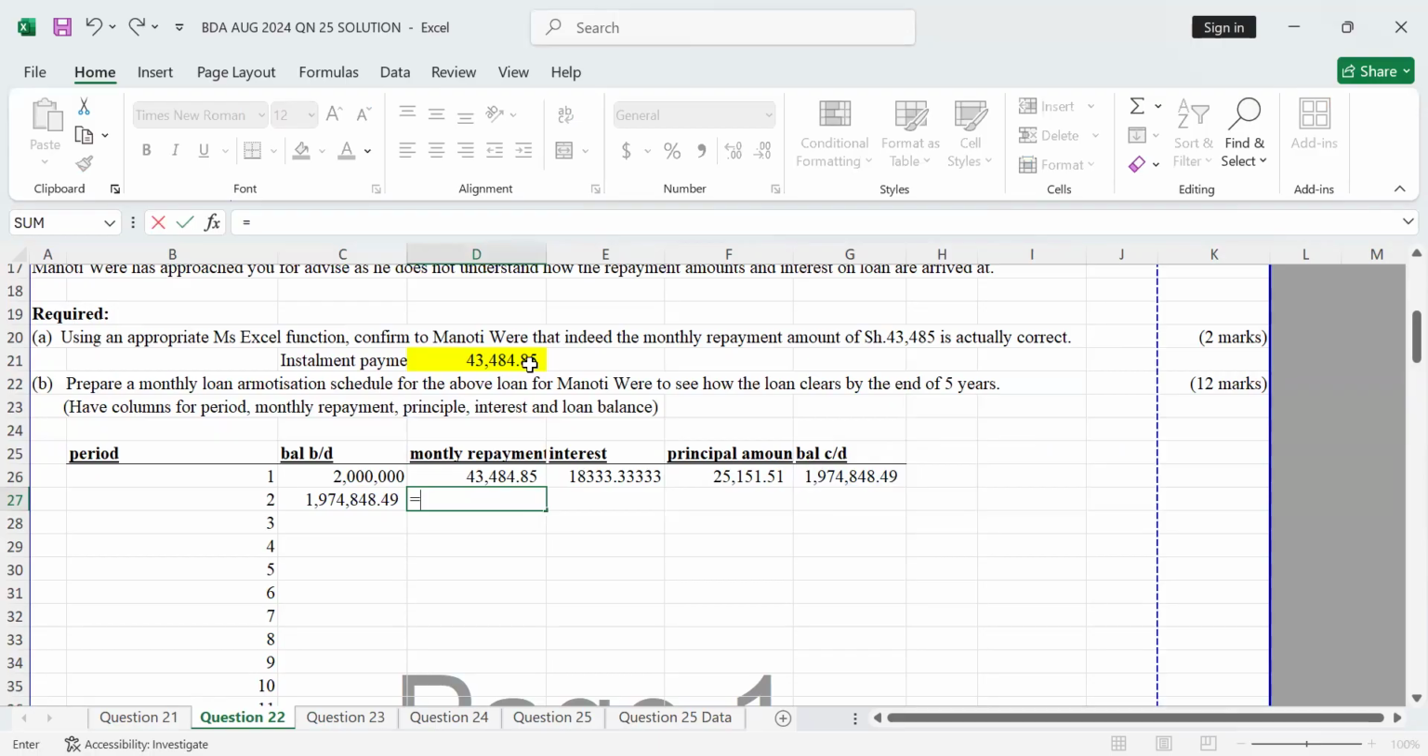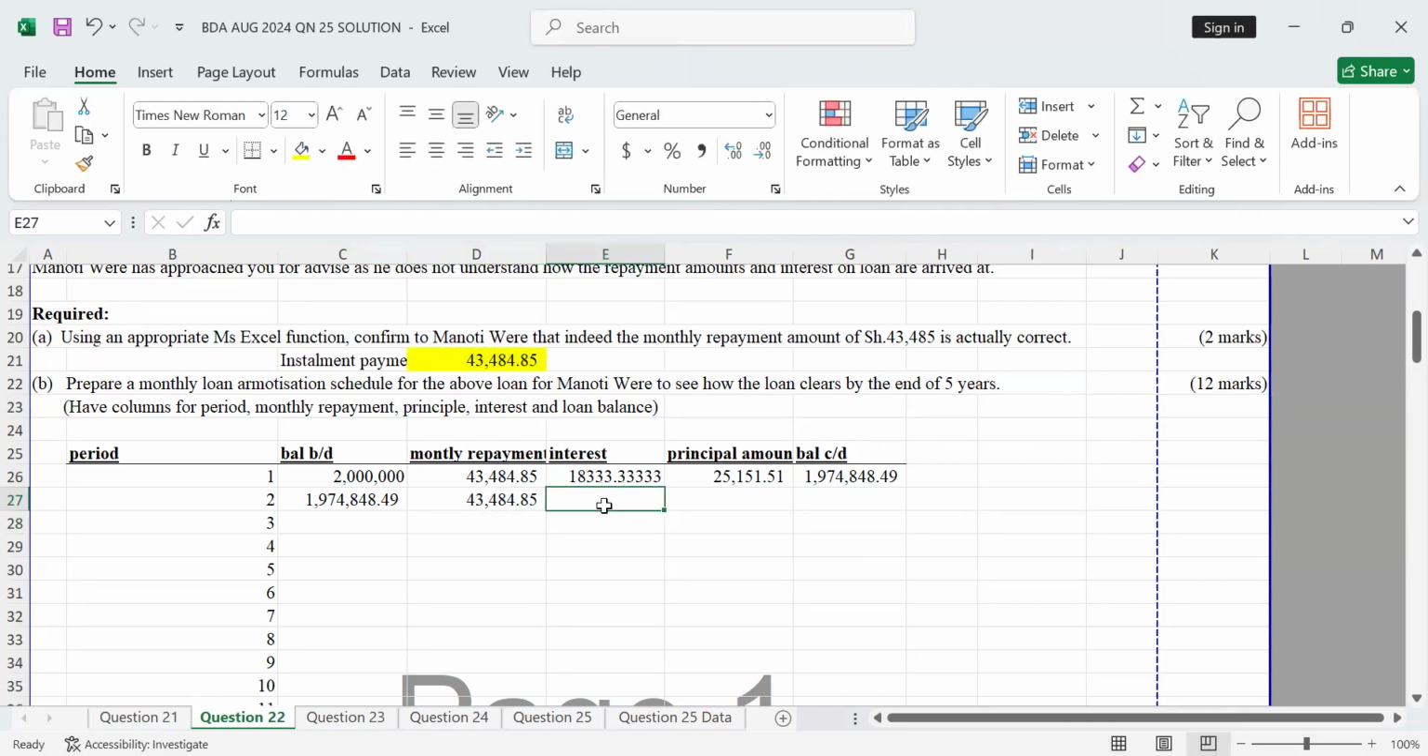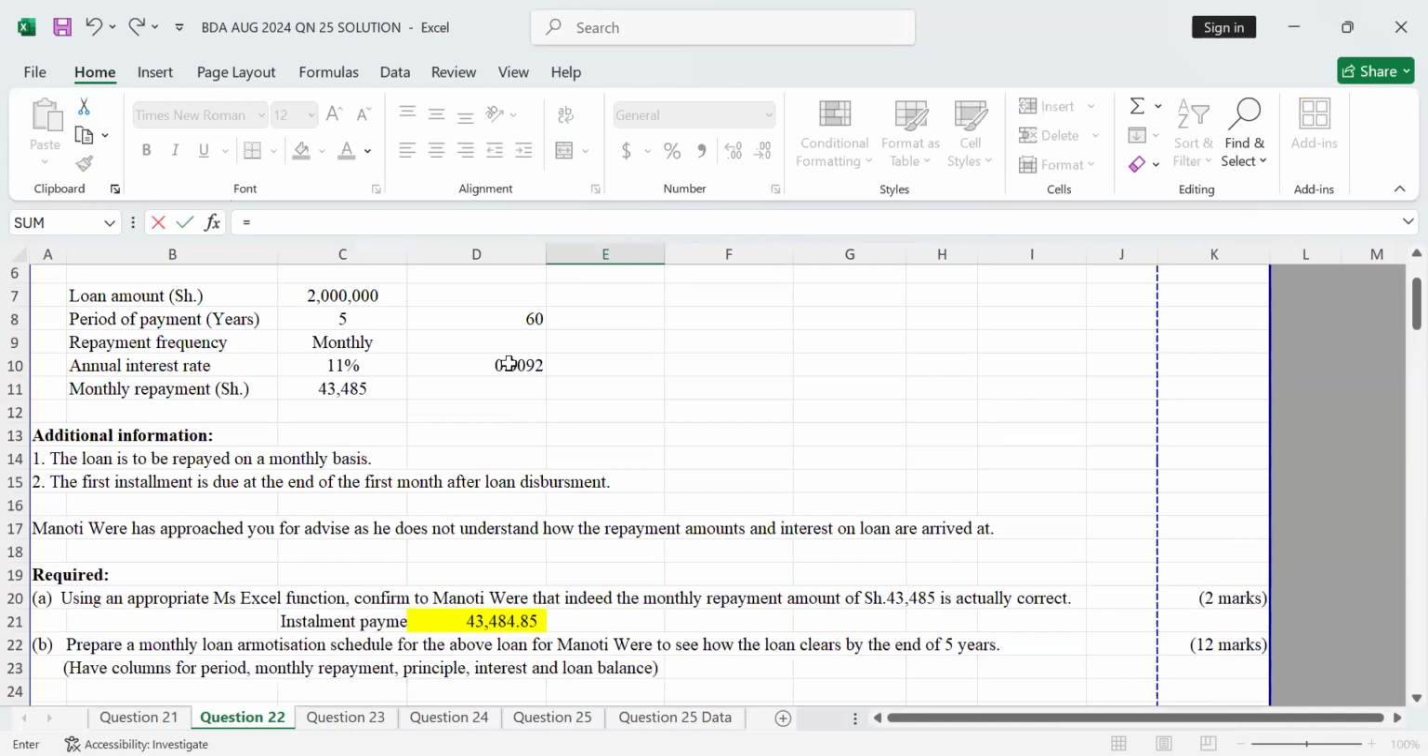Installment payment, this one, you fix it as I said that way, then enter. Then you can also get the interest here. Interest will be this rate again. You multiply the rate first, you also fix, remember to fix.